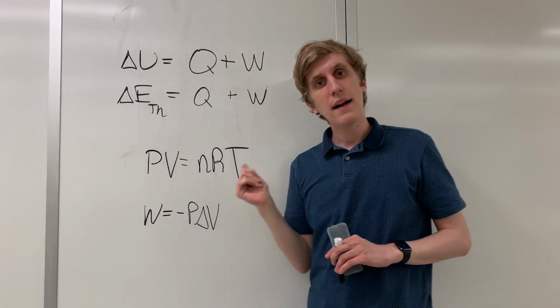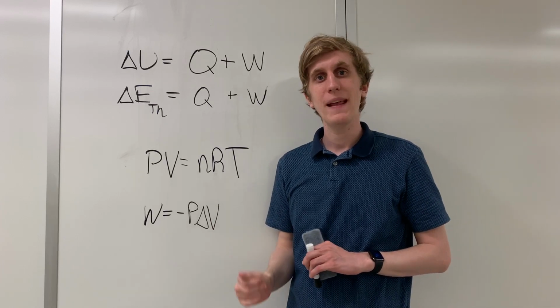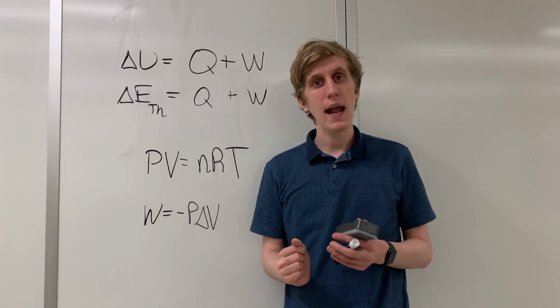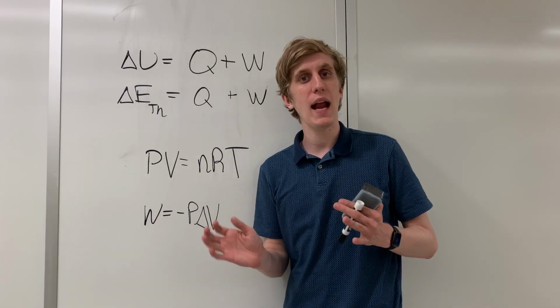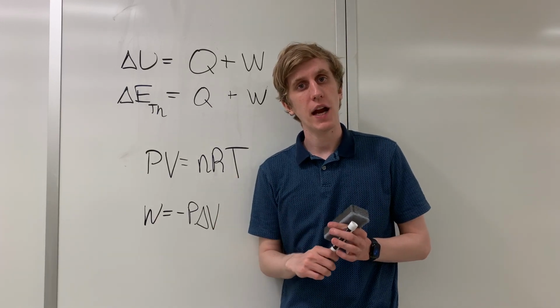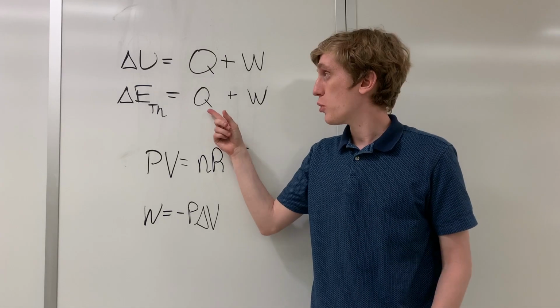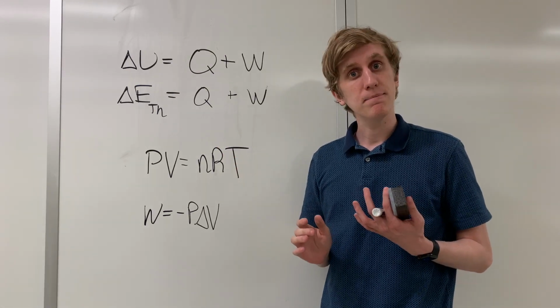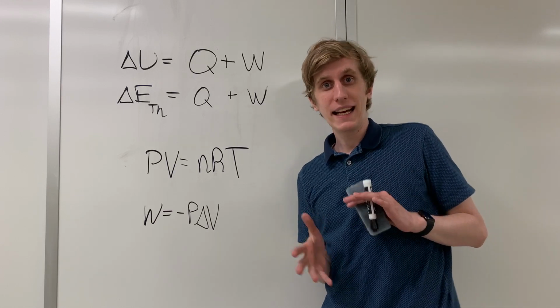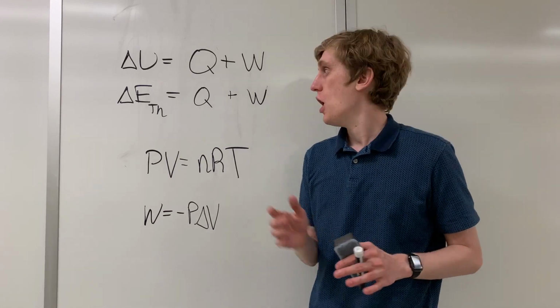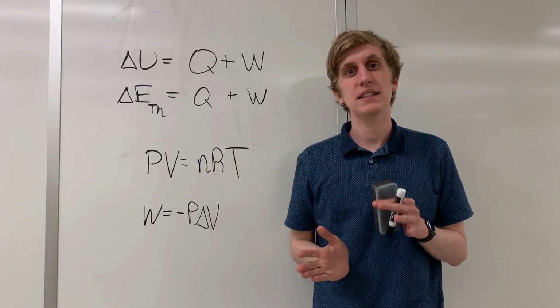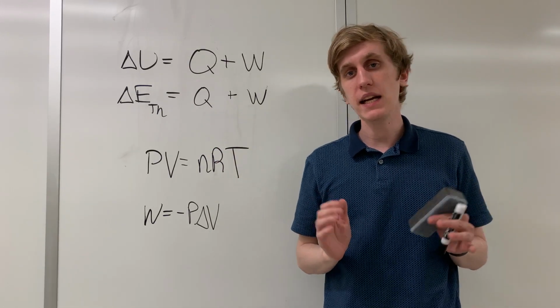But now we have to consider work. However, heat capacity is still defined the same way. It's the amount of energy we add divided by the change in temperature. This variable Q represents the amount of energy that we're adding. So if we want to find the heat capacity at constant pressure, we need to rearrange this equation so that Q is by itself and then divide by T.